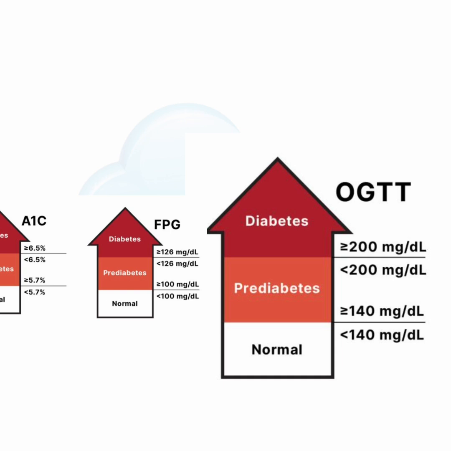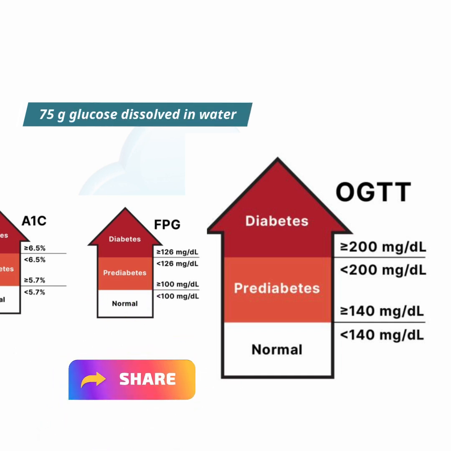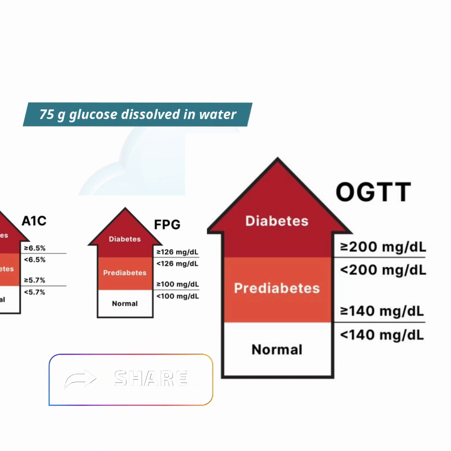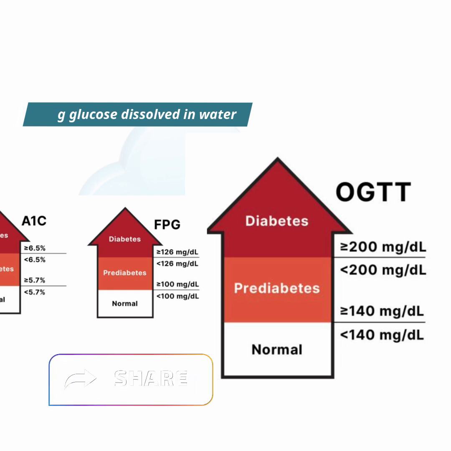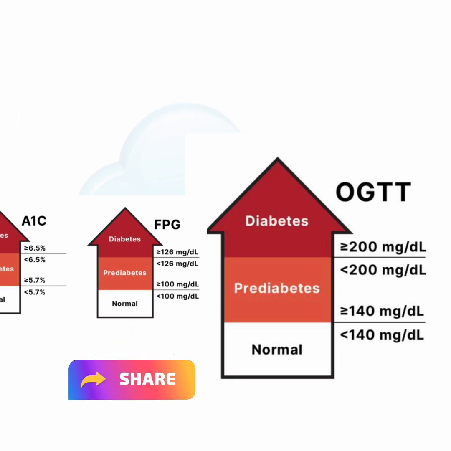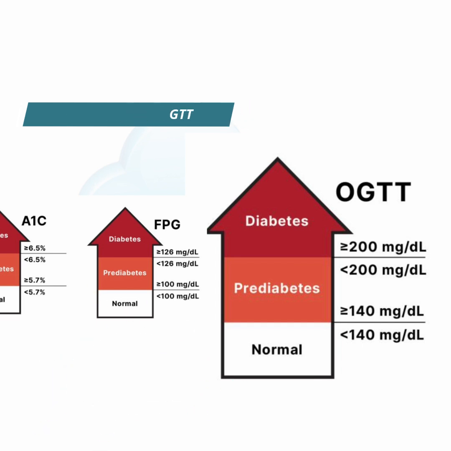Oral glucose tolerance test. This should be performed as described by World Health Organization using a glucose load containing equivalent of 75 grams of anhydrous glucose dissolved in water. OGTT value more than or equal to 200 milligrams per deciliter is the diagnostic criteria for diabetes.